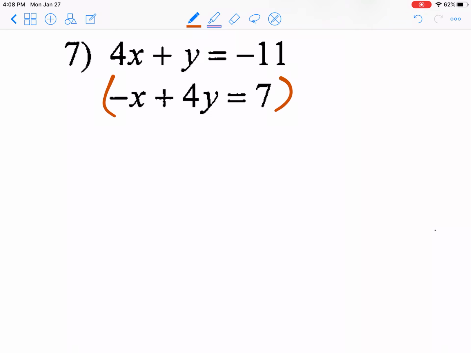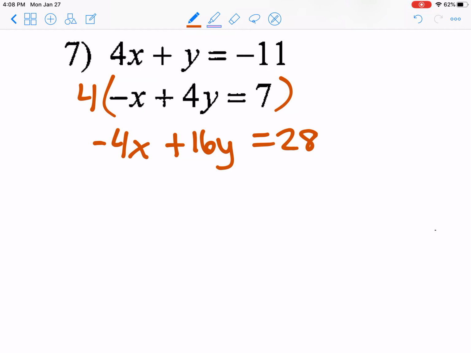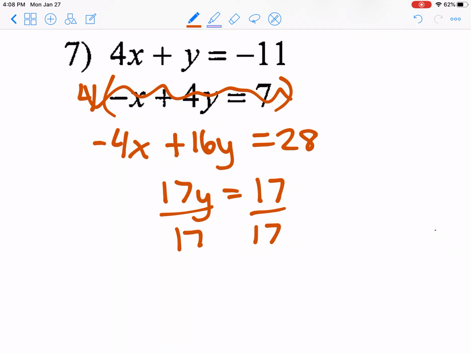So I'm going to multiply this lower one by 4. We'll get -4x plus 16y equals 28. Notice how I multiplied every single term in the equation. I'm going to scribble this out just so that I know I'm adding this top one and this one that I just drew. So when I add those together, I get 0x plus 17y equals -11 plus 28. That's also 17. If I divide both sides by 17, I discover that y equals 1.